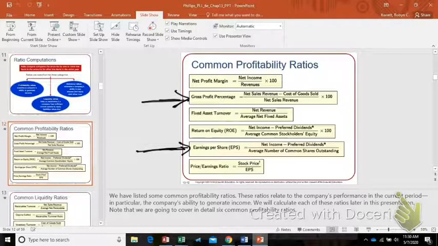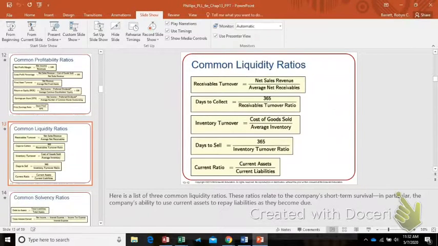All right, you might have to do a calculation, or you might have to tell me what it ends up meaning. So earnings per share is about how much you are earning per share of stock. Gross profit is telling you how profitable your company is being. All right, let's go to the next slide.